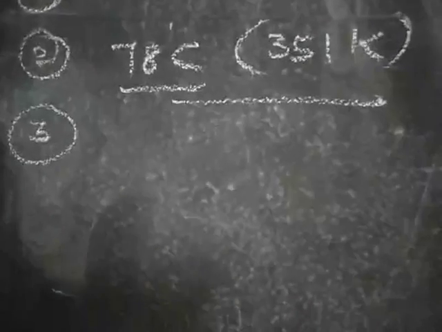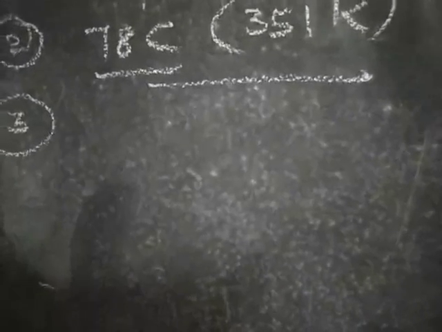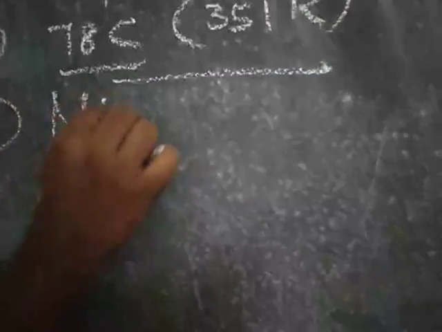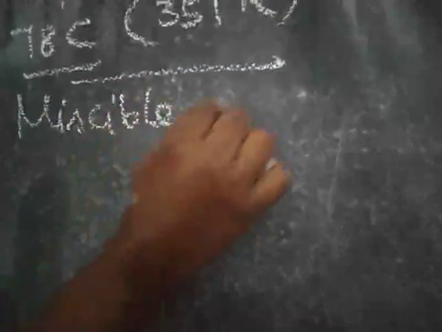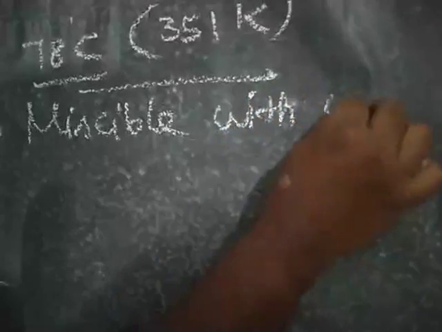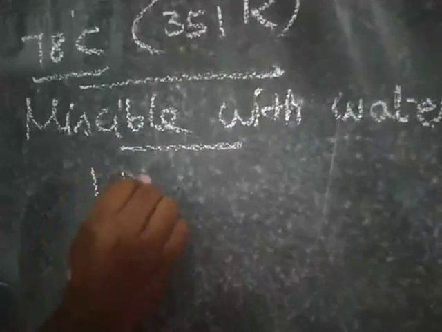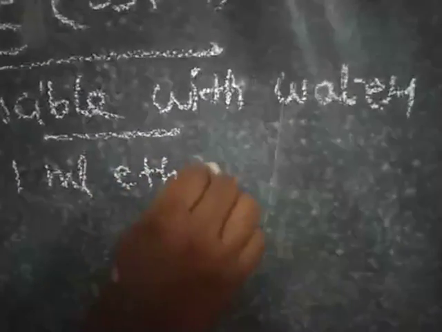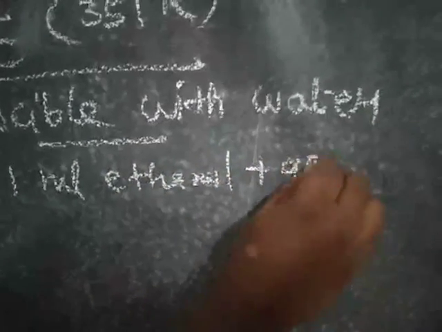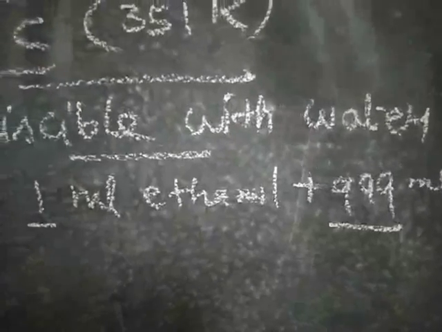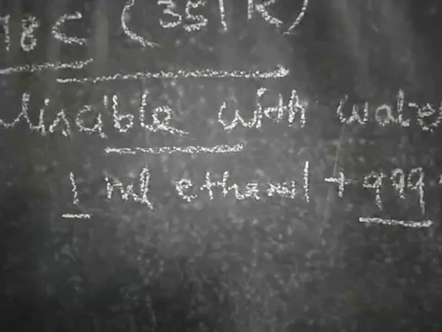Third point, it is completely miscible with water in all proportions. What does all proportions mean? If you take 1 ml of ethanol plus 999 ml of water also, we may change the ratio to any ratio. That is called miscible in all proportions. So these are all the physical properties of ethanol.